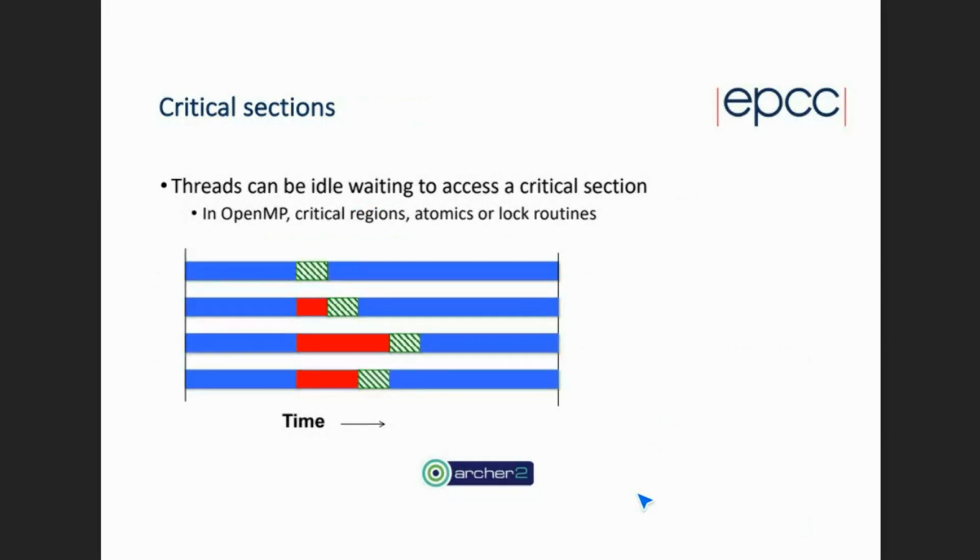You can get idle threads in other places. So, for example, waiting to access a critical section. In OpenMP, critical regions, atomics, and lock routines can all cause idle time. For example, if the green stripy block is a critical section, which means that only 1 thread at a time is allowed to execute it, then the first thread that arrives will go ahead and execute it, and then the others have to wait their turn to acquire the lock or get through the critical section. So you can also have idle time there as well.